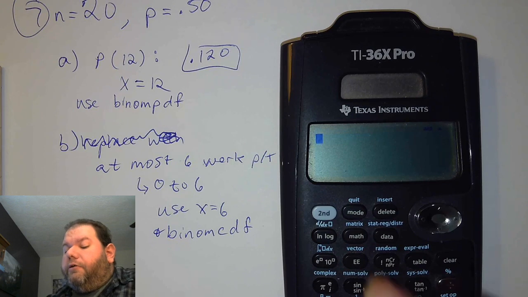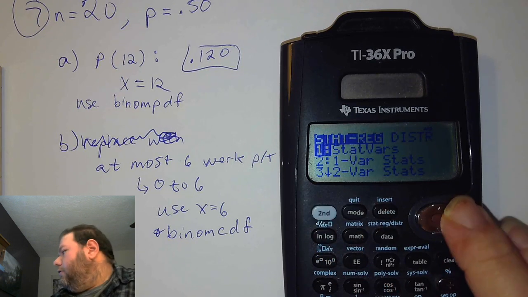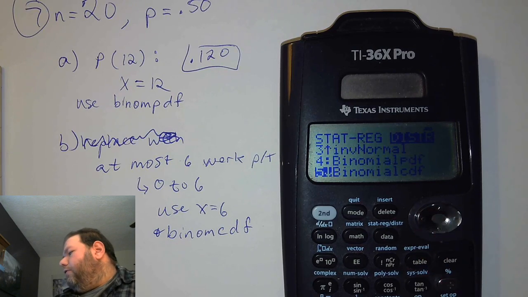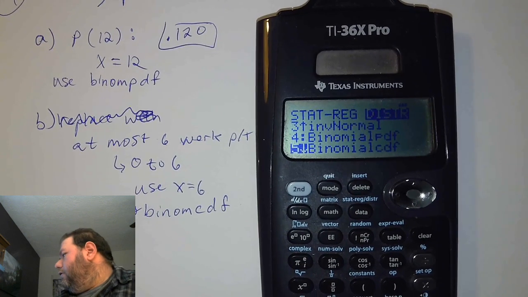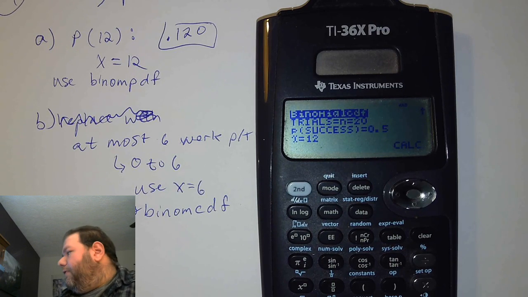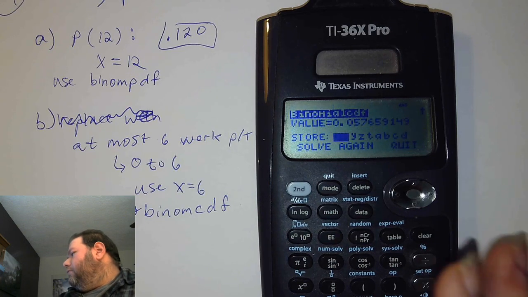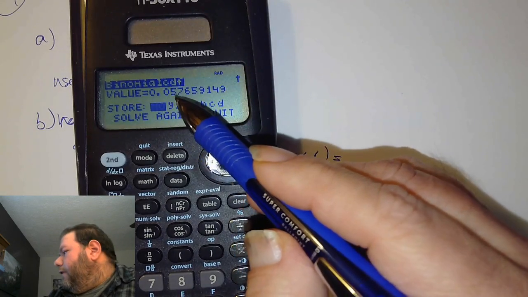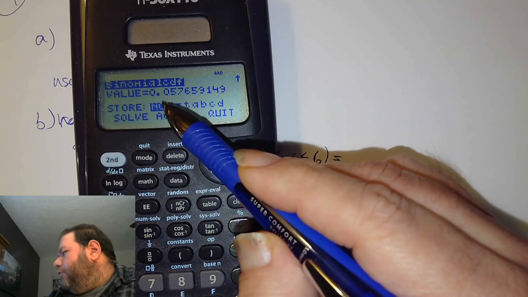So in our calculator, let's second data, distribution, and arrow down to option 5, which is binomial CDF. It's single. We have 20 trials. Probability of success is still 0.5, but now we're looking at 6 as the maximum number of successes. Arrow down to calc. You can see we got 0.0576, so that'll round it to 0.058.